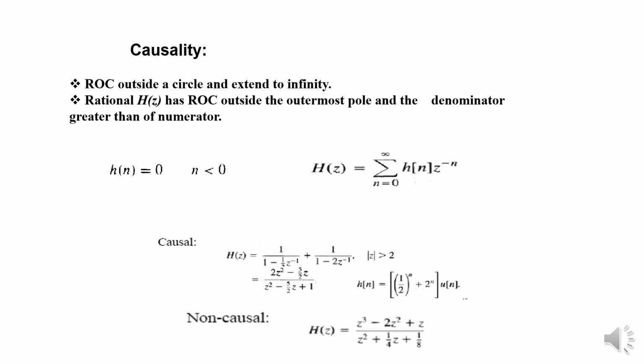The outermost pole in here is z equal 2, right? And the denominator is greater than the numerator, that means the numerator cannot be divided by the denominator, like you can remember in the previous one, the long division, right?